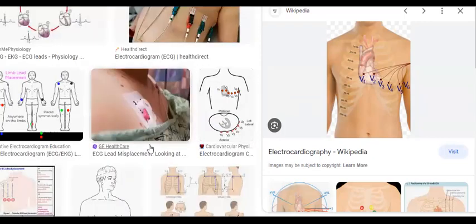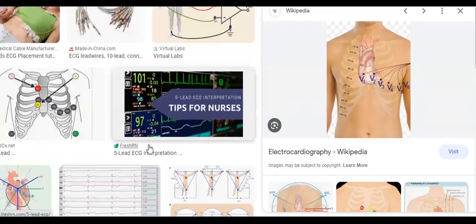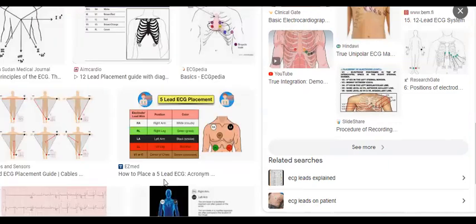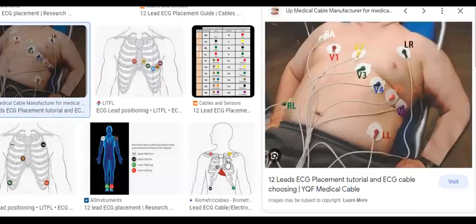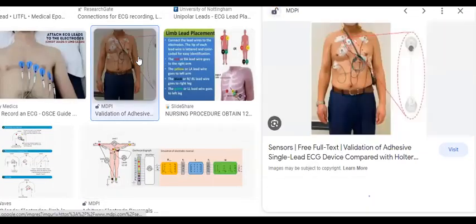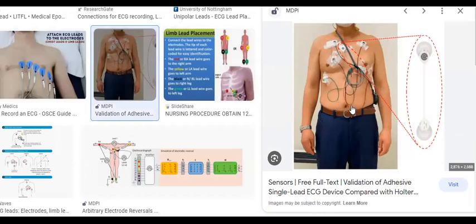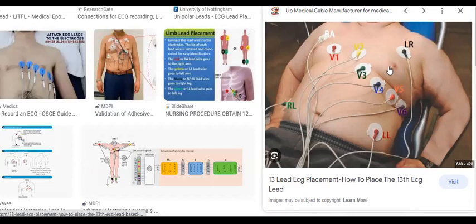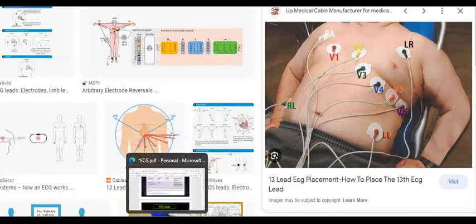I am not getting that picture. This is the only picture I have here. So you can think of one lead here, one lead here, and one lead here. So here are V1, V2, V3, V4, V5, V6.